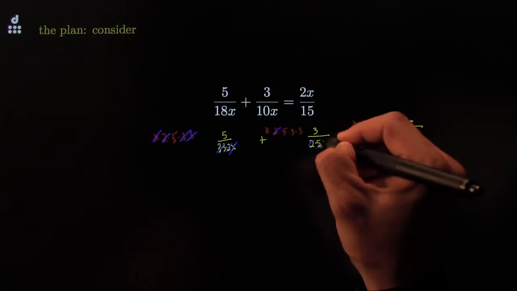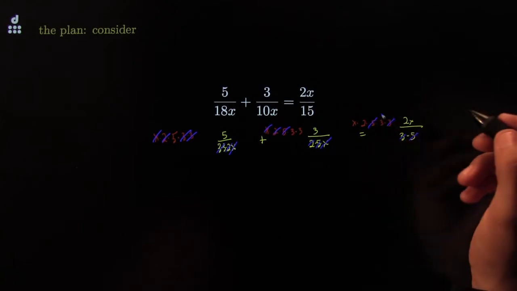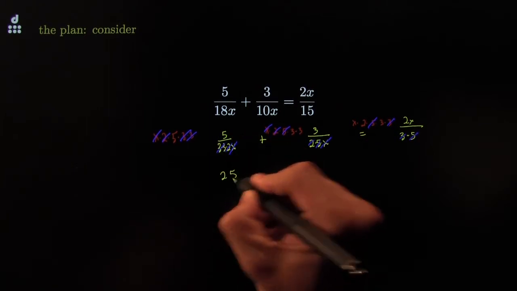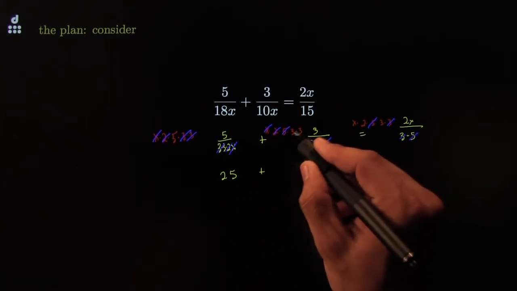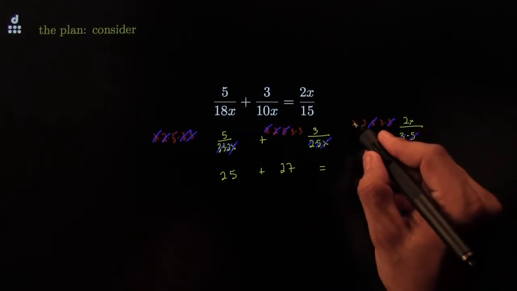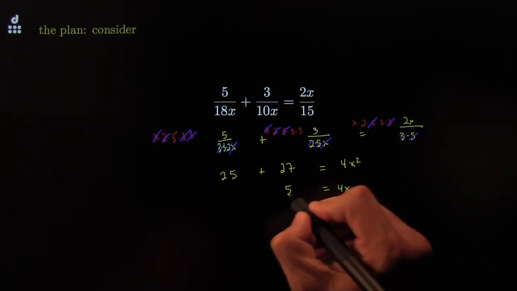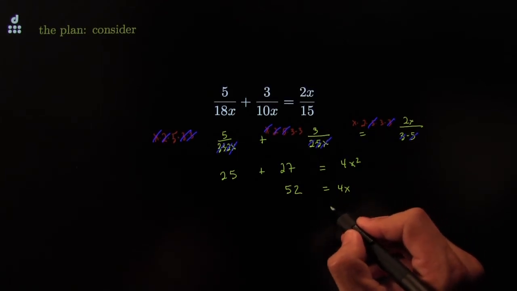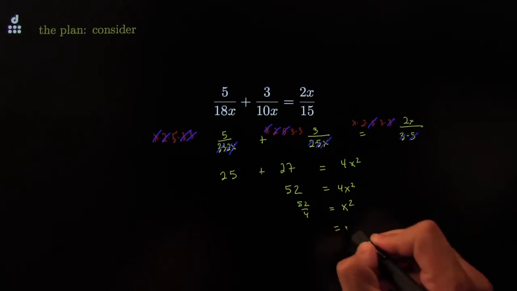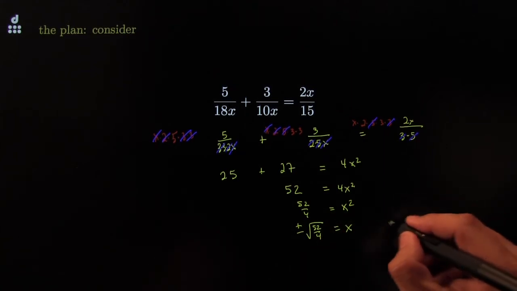This 2 would cancel that 2, the 5 would cancel that 5, the x would cancel that x. The 3 would cancel that 3, the 5 would cancel that 5. And so at the end of the day we'd have a 5 and a 5, that would be 25, plus 3 times 3 times 3, that's 27. That's equal to 2x times 2 times x, that's 4x squared. So that 4x squared would be 52. So that would be equal to 52 over 4 is equal to x squared. So therefore x equals plus or minus the square root of 52 over 4 by square root property.